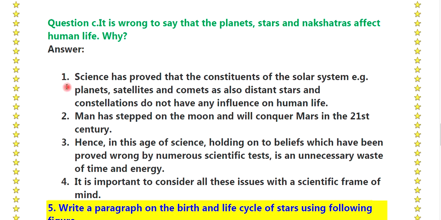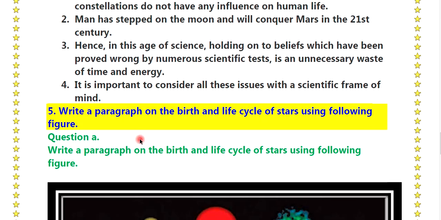Why? Answer. First point. Science has proved that the constituents of the solar system, for example planets, satellites and comets, as also distant stars and constellations, do not have any influence on human life. Second point. Man has landed on the moon and will conquer Mars in the 21st century. Third point. Hence, in this age of science, holding on to beliefs which have been proved wrong by numerous scientific tests is an unnecessary wastage of time and energy. Fourth point. It is important to consider all these issues with a scientific frame of mind.